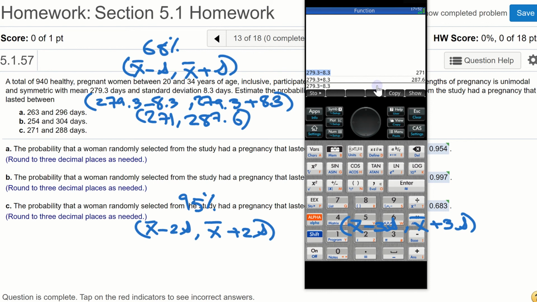So let me go ahead and click in here. All right, so that's minus 2 times 8.3. So that'll be the lower bound for that 95% group. So that's 262.7.